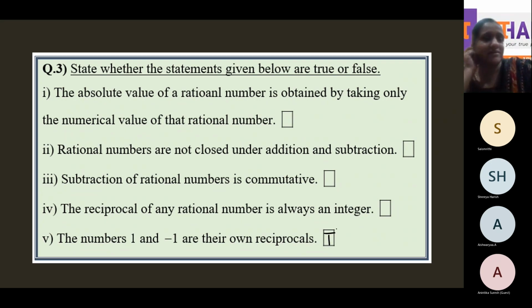Yes or no, children? True. The reciprocal of 1 is 1. The reciprocal of -1 is -1. Which means 1 and -1 are their own reciprocals.